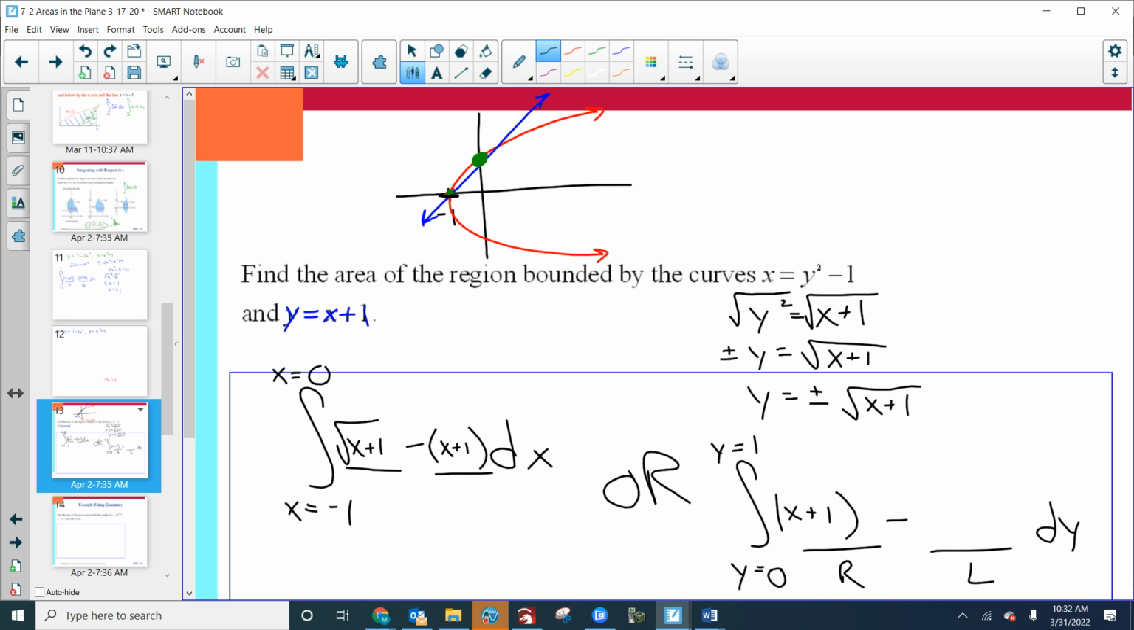Oops, I'm sorry. I need to change something. Caught myself. These need to be y's, don't they? So what is the x plus 1 function written in terms of y? x equals y minus 1. So we're going to put y minus 1 here. And then the left function is y squared minus 1. Does that make sense?